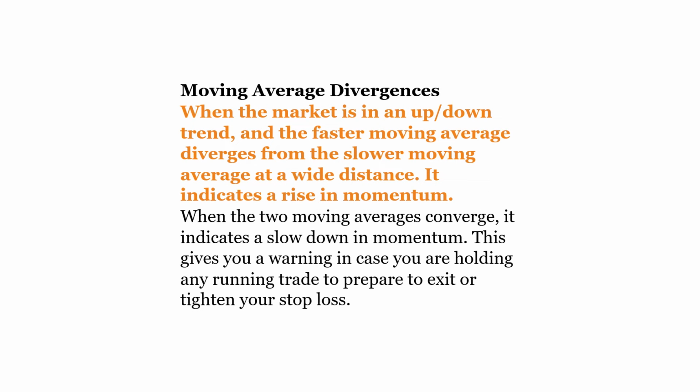When the market is in an uptrend or downtrend, and the faster moving average diverges from the slower moving average at a wide distance, it indicates a rise in momentum. When the two moving averages converge, it indicates a slowdown in momentum. This gives you a warning in case you are holding any running trades to prepare an exit or tighten your stop loss. For the aggressive traders out there, you may want to enter a trade when the price is converging. That indicates a slow momentum, and a slowdown in momentum often leads to a reversal in the current price direction.